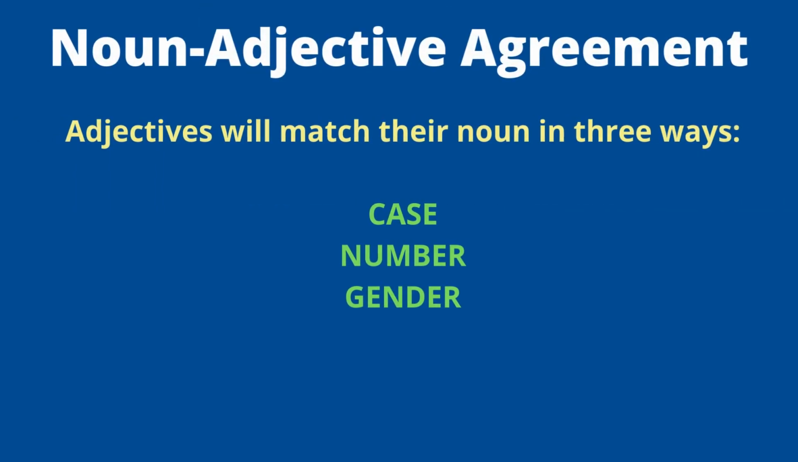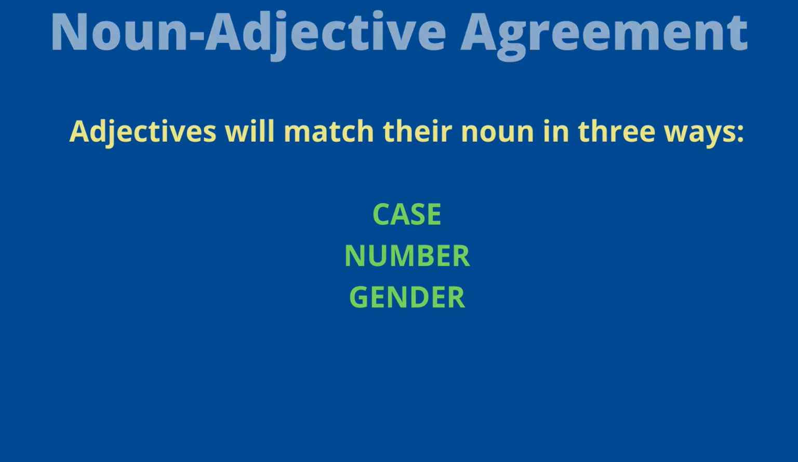So the 3 ways that adjectives match their noun, and again, notice how I'm saying adjectives match nouns, not the other way around. You don't change the noun to match with an adjective. The adjective will change to match the noun. So make sure you have that clear in your mind. The adjective is the chameleon here. So when dealing with noun-adjective agreement, the 3 ways they're going to match are case, number, and gender. So save those terms and let's unpack each of them to see what we're talking about.